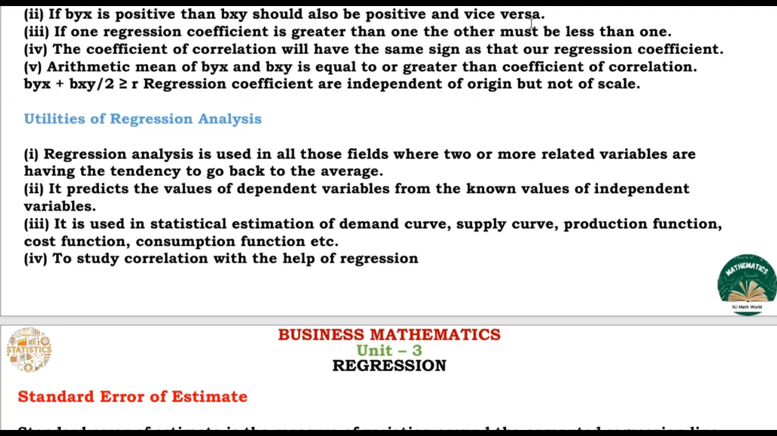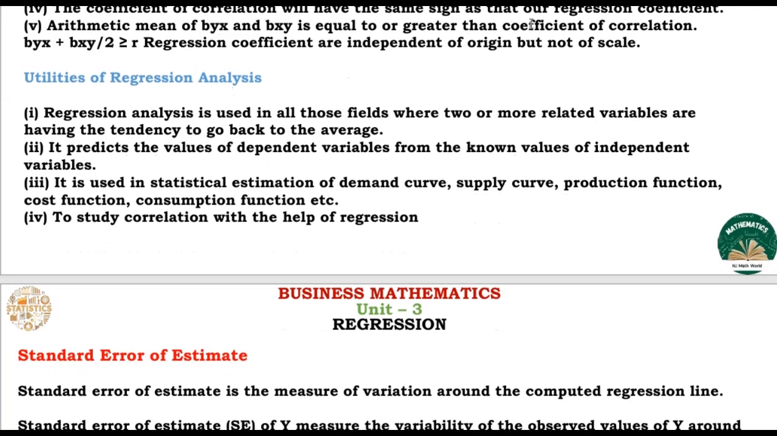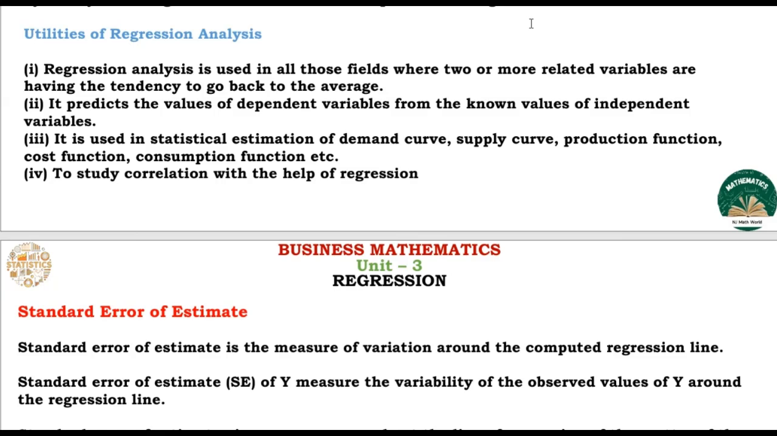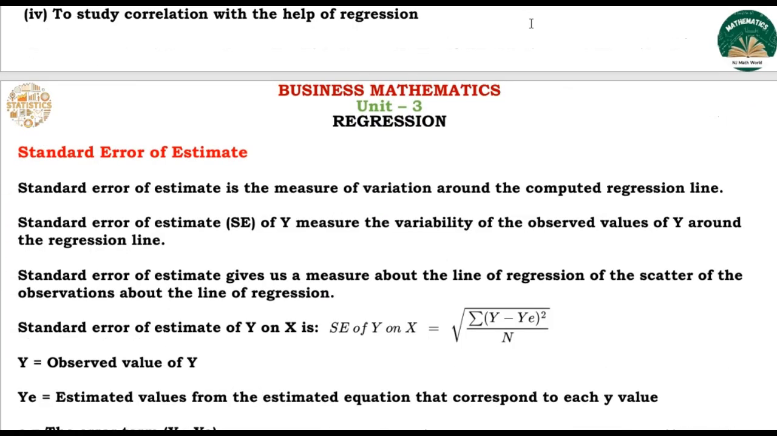Utilities of regression analysis. Regression analysis is used in all those fields where two or more related variables have the tendency to go back to the average. It predicts the value of the dependent variable from the known values of the independent variable. It is used in statistical estimations of demand curve, supply curve, production functions, cost functions, consumption functions, etc., to study the correlation with the help of regression.